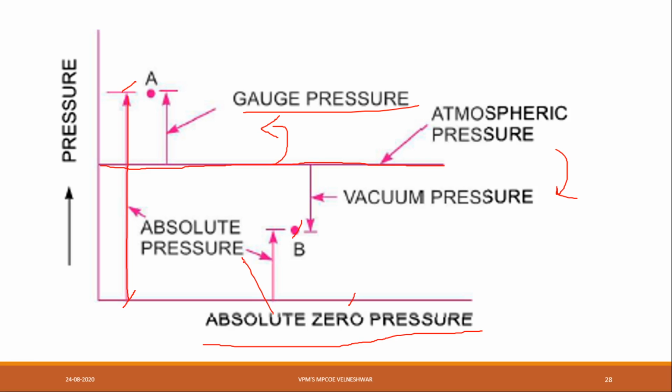Now once again I am explaining here, this line is nothing but atmospheric pressure. Atmospheric pressure is nothing but how much pressure there is in our surroundings. If the pressure is above atmospheric pressure, greater than atmospheric pressure, then we can say gauge pressure. If it is below atmospheric pressure, then we can say vacuum pressure. If I am calculating the distance from x-axis to A point, then we can say absolute gauge pressure. If I am calculating x-axis to B point, then we can say absolute vacuum pressure, or absolute pressure.